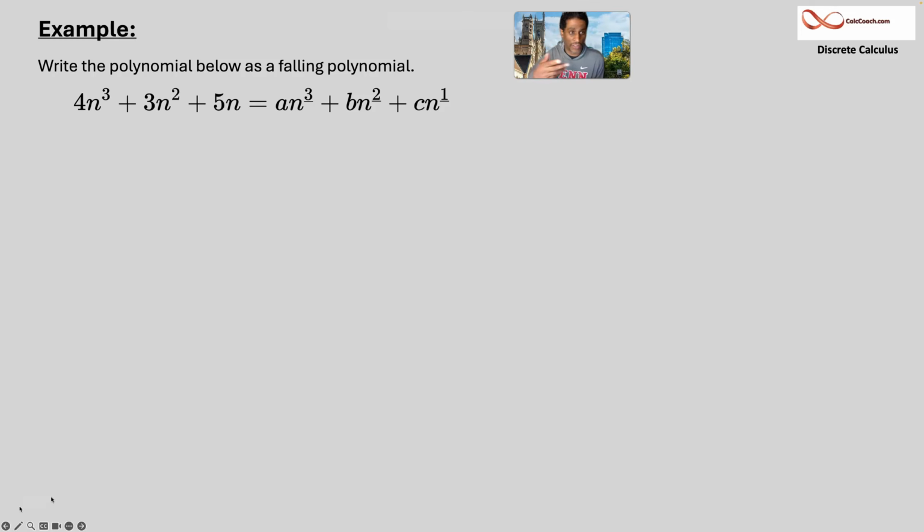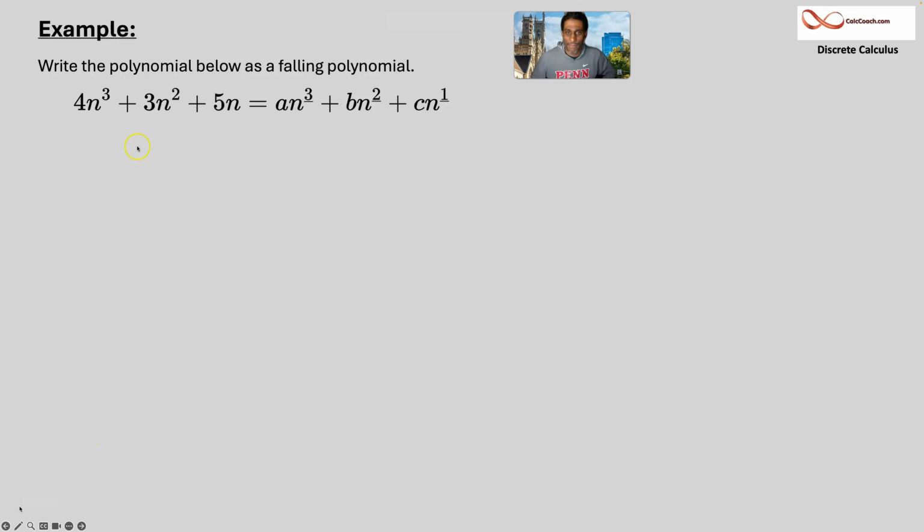I'm going to show you 2 ways to do this problem. First up, we're going to write this cubic polynomial in terms of falling powers by substituting. We're going to pick n equals 1, and then 2, and then 3, and then figure out what a, b, and c are. We'll find a different way to do it on the next slide, and you just figure out which way you like best.